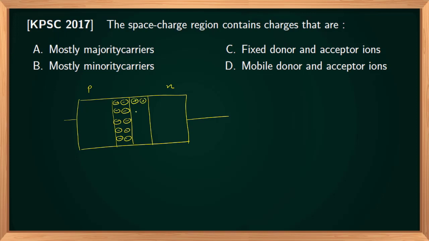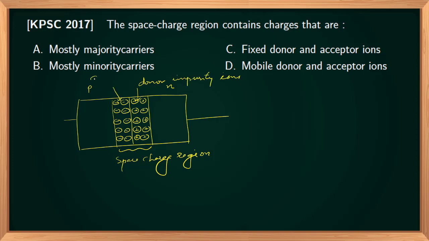Similarly, positive donor ions, immobile positive donor ions, will be uncovered in the N region near the junction. So this is the space charge region. It is also called a depletion region because no mobile carriers can be found in this region. The correct option is option C, donor ions will be present in the N region at the junction. Here we have acceptor impurity ions. The correct option is option C, fixed donor and acceptor ions.